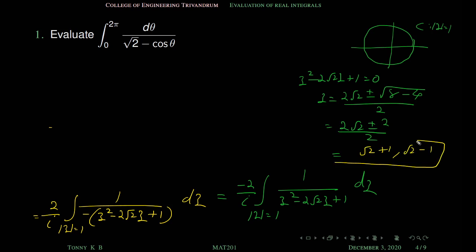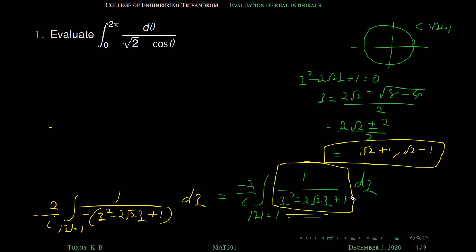So these are the singular points of this function, this entire function. It is clear that they are simple poles because they are simple zeros of the denominator function. We know that if z0 is a simple zero of a function f of z, then it is a simple pole of its reciprocal. So it is clear that they are the simple poles of this function 1 by z square minus 2 root 2 z plus 1.